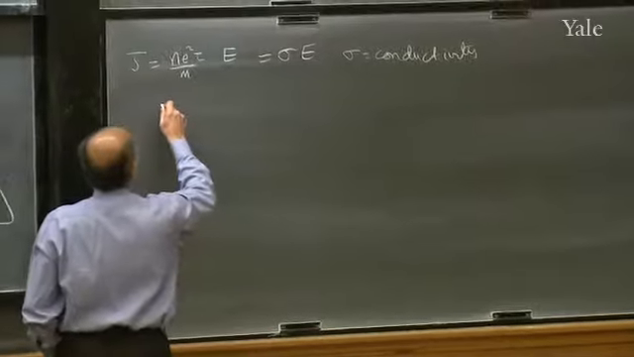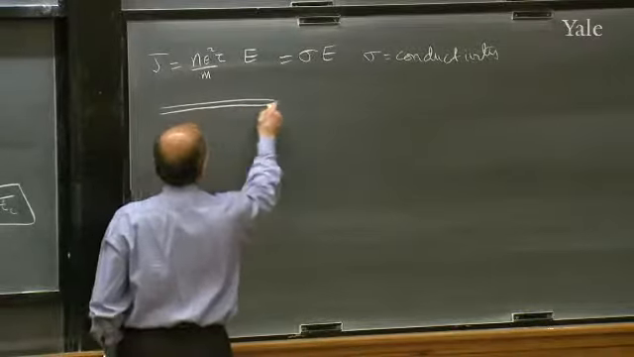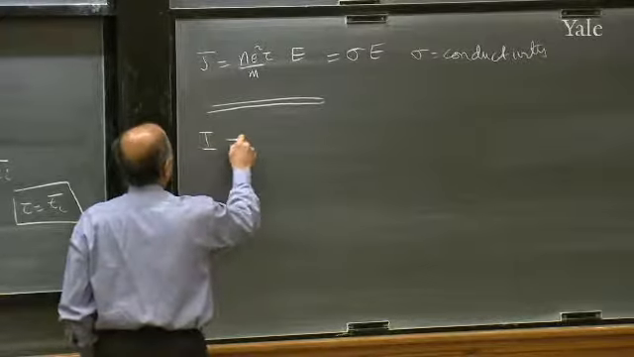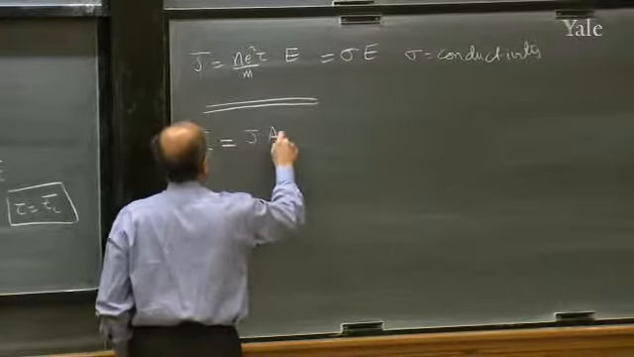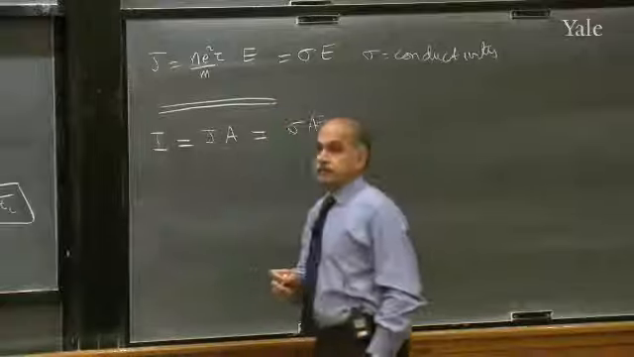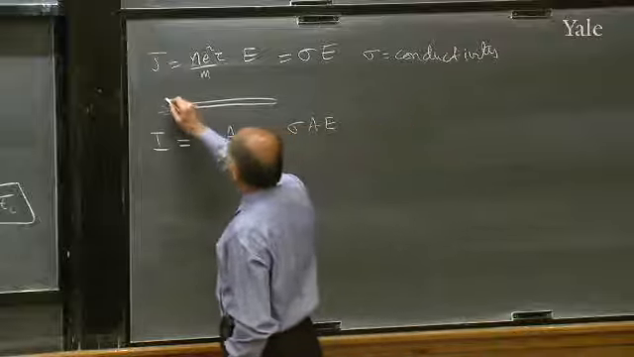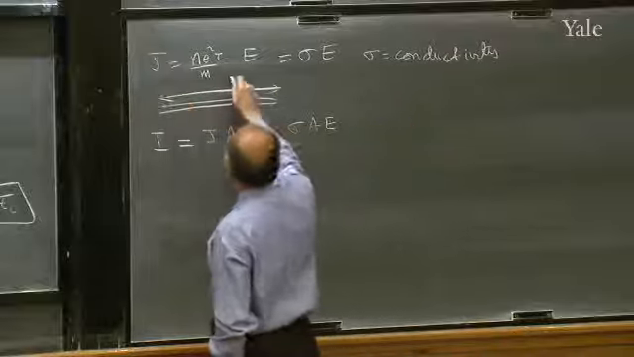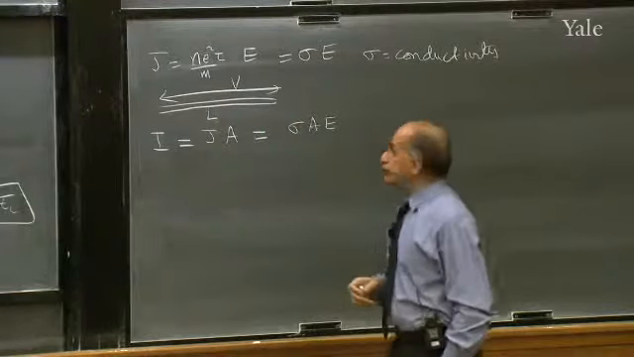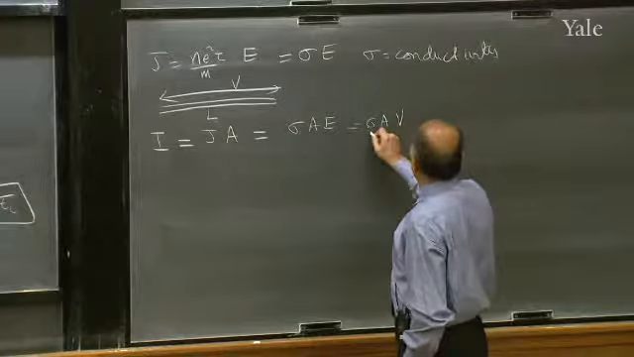Now, sometimes you can write it in another way. Let's see now. Suppose you have a wire. What is the total current in the wire? Total current in the wire is the current density times area. That is sigma A E. Now let us say this E was obtained by applying a voltage difference V between the two endpoints of a wire of length L. That is sigma A V over L.